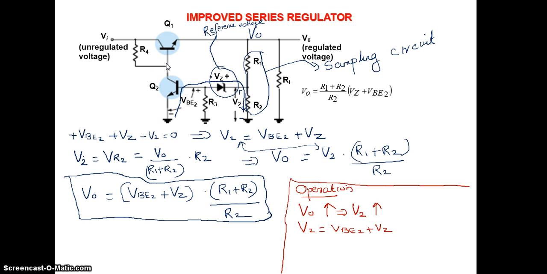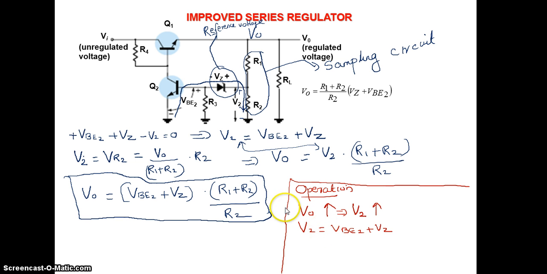Base current is decreased means transistor Q1 will conduct less. So it will pass less input voltage to the output. Less input voltage only will be passed to the output. So when your output tries to increase, this Q1 will pass less input voltage so that output will be decreased and it will maintain a constant value.